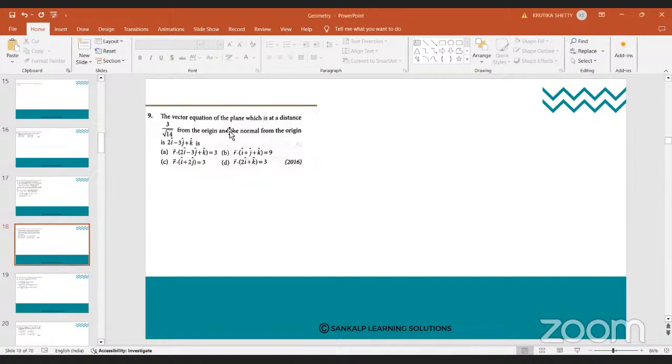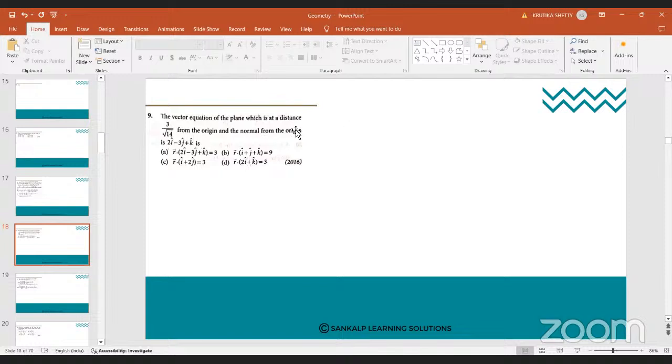The vector equation of the plane which is at a distance 3 upon root 14 from the origin and normal from the origin. Okay, so the distance is 3 upon root 14, and the normal drawn from the origin is 2 i cap minus 3 j cap plus k cap.